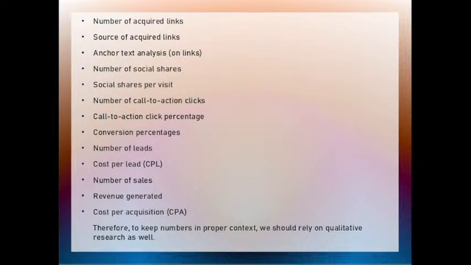Then source of acquiring links. Then anchor text analysis. Then number of social shares per visit, then call to action button, then CTA click percentage. How many people are converting through the CTA, right? Then conversion percentage, number of leads, number of sales, revenue generated, then cost per acquisition, CPA. Therefore, to keep all these numbers in proper context, we should rely on qualitative research as well.